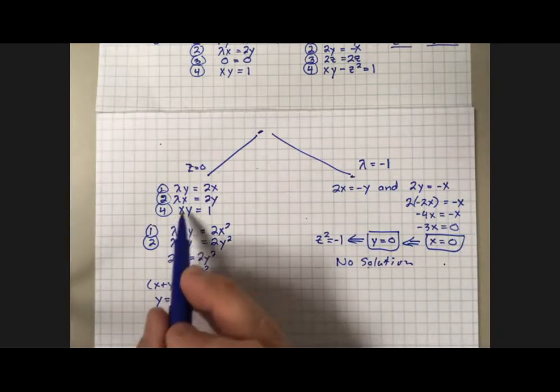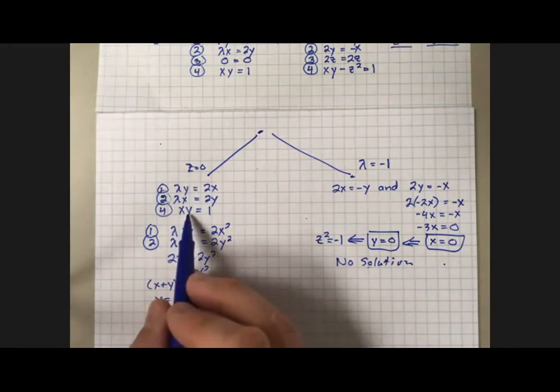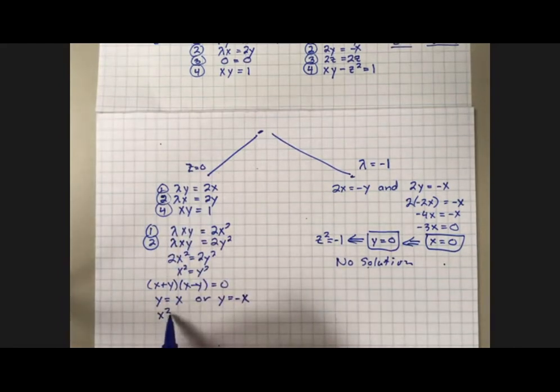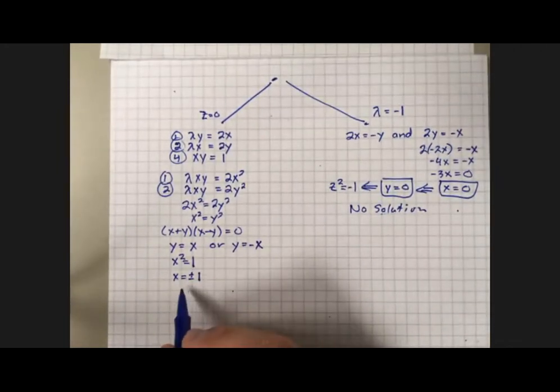Now remember, that's in the system right here. So let's take the fact that y is x. Well, that would mean that x squared is 1. And that would mean that x is plus or minus 1. Good. Keep following this branch.